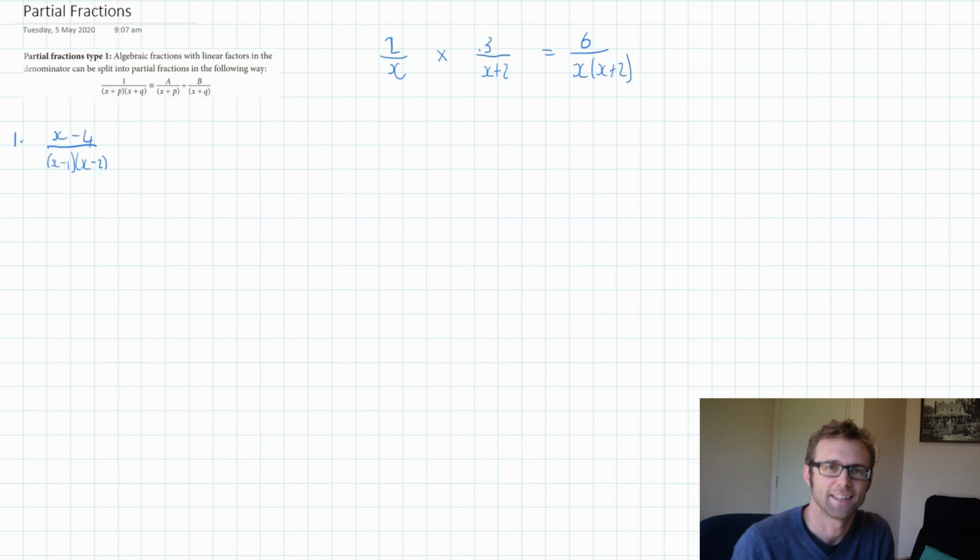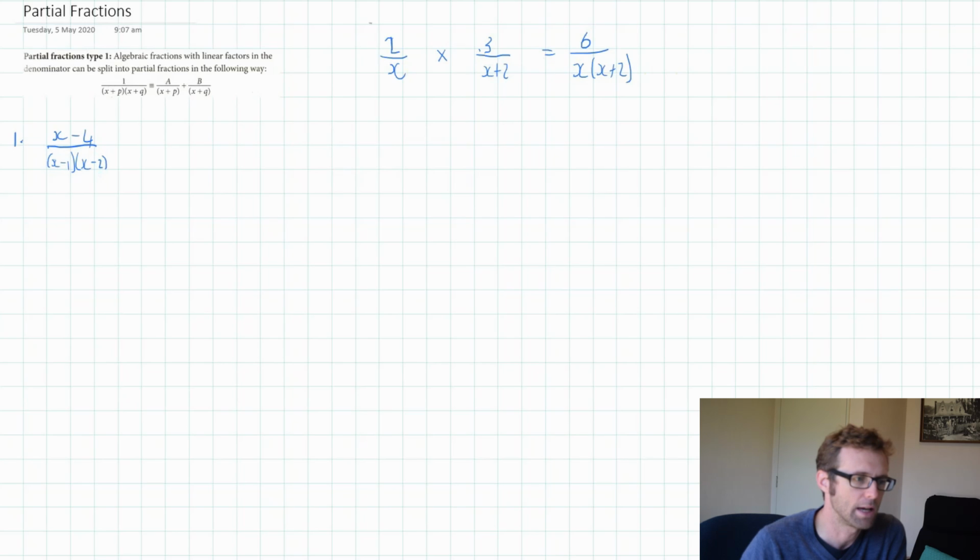G'day, you geniuses. So today we're talking about partial fractions. You might think, what the heck is a partial fraction? Well, partial fraction is where we split an algebraic fraction up into parts. And I thought maybe just thinking about it in terms of what you already know.